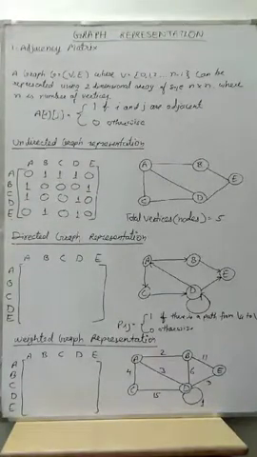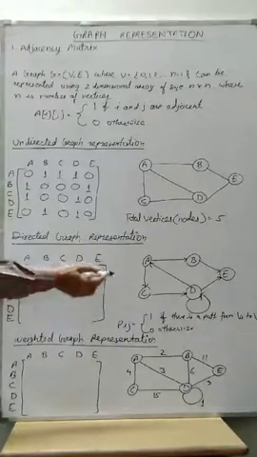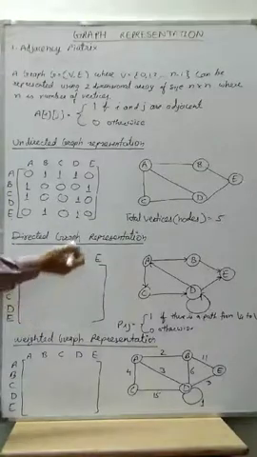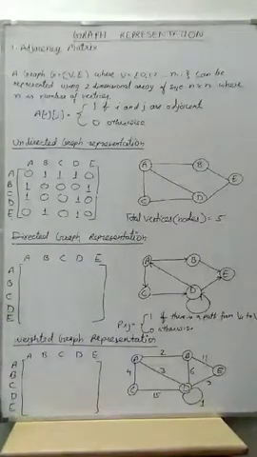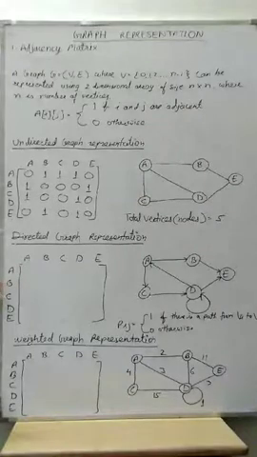Next, directed graph representation. The adjacency matrix of a directed graph is not necessarily symmetric, meaning there is only one directed path or edge from A to B, not B to A. So here is a directed graph, and we are going to make the adjacency matrix for it.